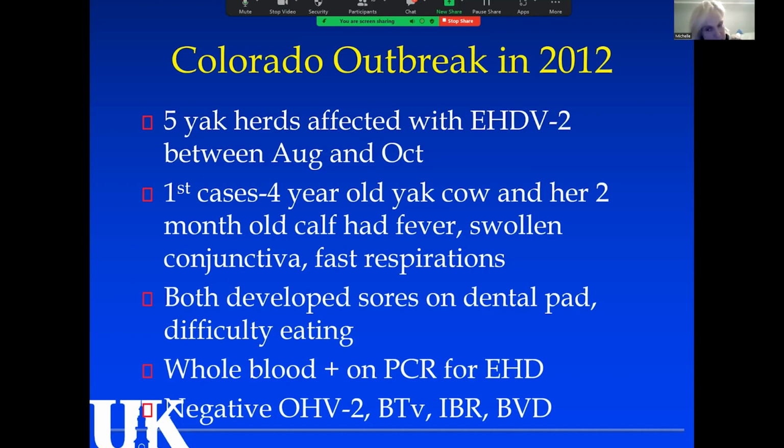Whole blood samples: when I talk about whole blood samples, that's blood drawn into a purple top tube, so it does not clot. We usually use red top tubes, which clot, when we test serum. But for most of these viral diseases, we do a PCR test, and that's always on whole blood, so it's a purple top tube. In this outbreak, they took blood, and both were positive on PCR for EHD. They were negative for the other similar diseases: OHV2, or malignant catarrhal fever, blue tongue, IBR, and BVD.